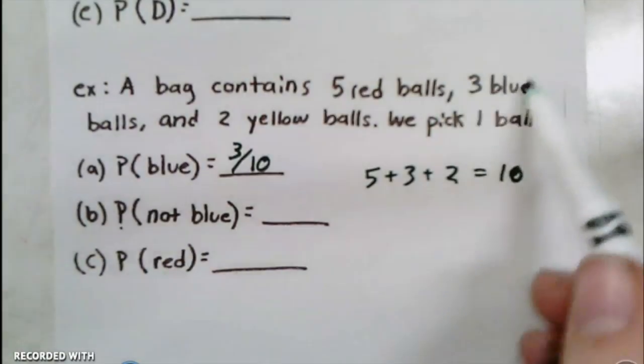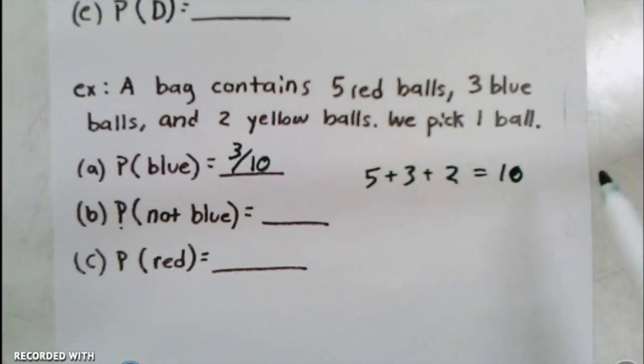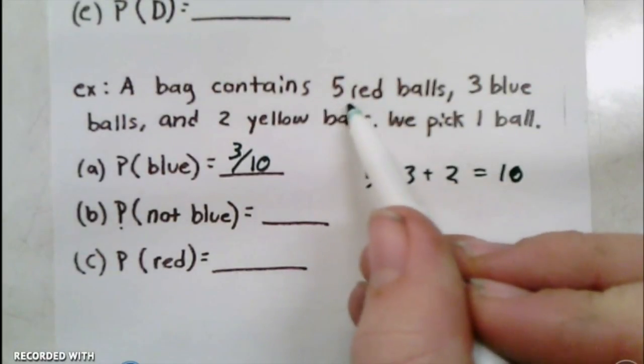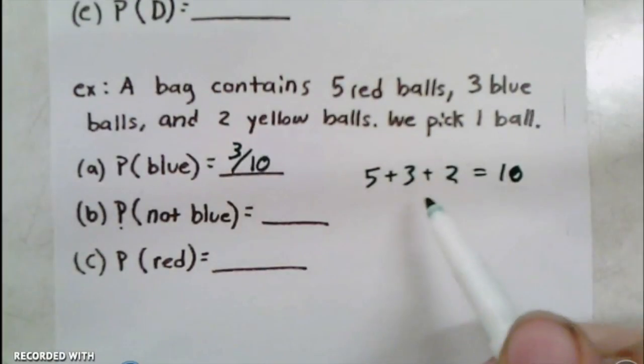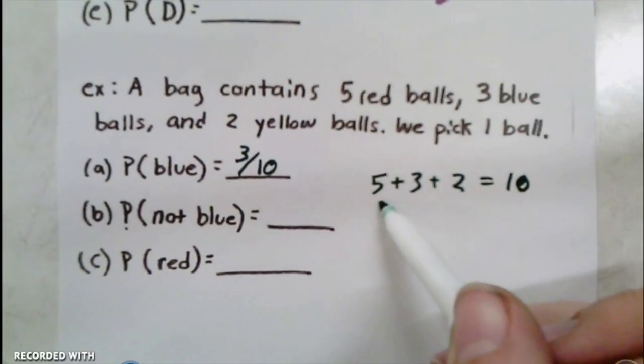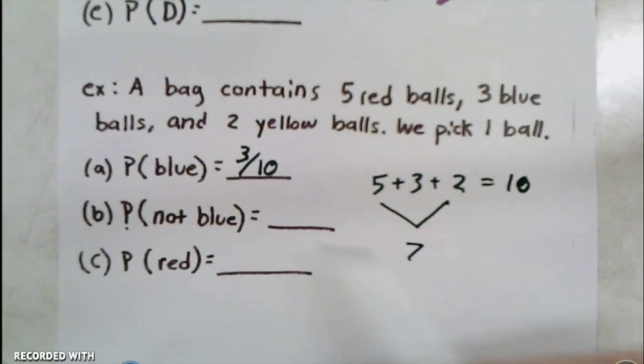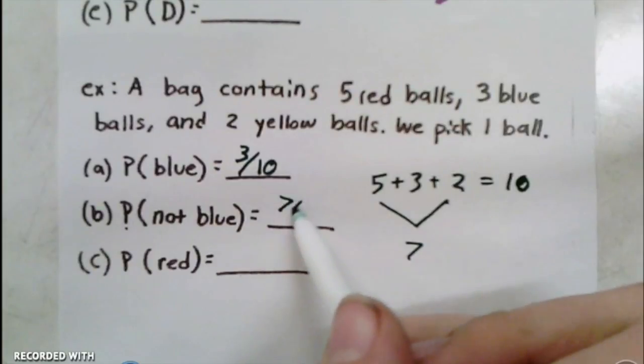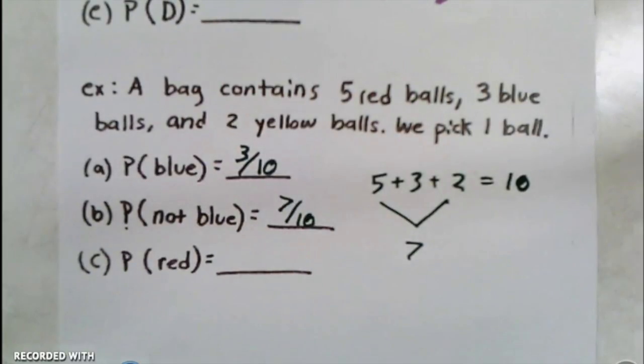Well, if there's 3 blue ones, then what's left over would be the other choices, right? So I could just subtract 10 minus 3 and get 7, or I could count up all the ones that are not blue. So 5 red, those aren't blue, and 2 yellow, those aren't blue either. So 5 plus 2 is 7, so 7 over 10.